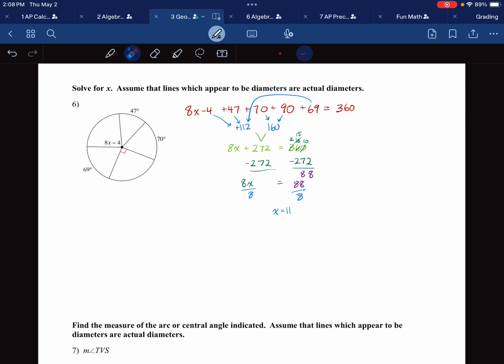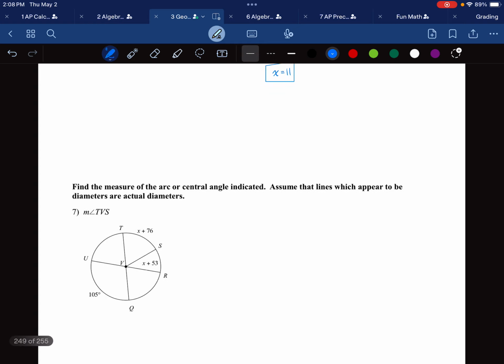Just be careful. There was a question asking for an angle or x. It was actually asking for x, and I got x is equal to 11. So let's just box that. x is equal to 11, box, and done. Not the best box, but we're going to call it good.